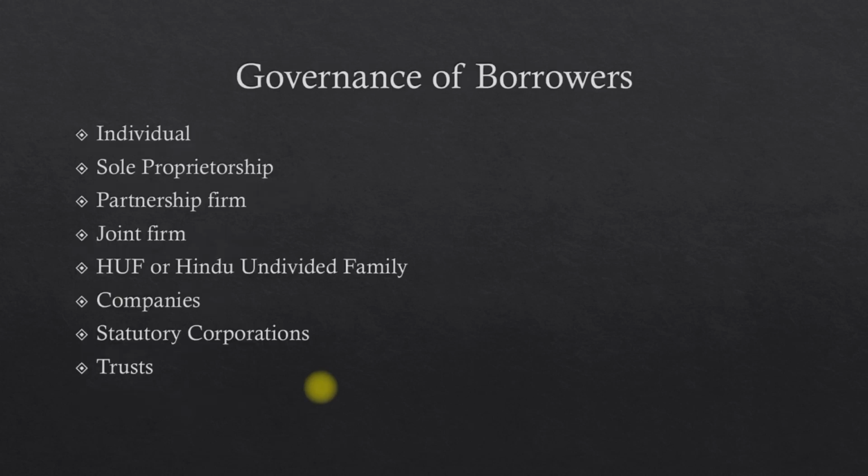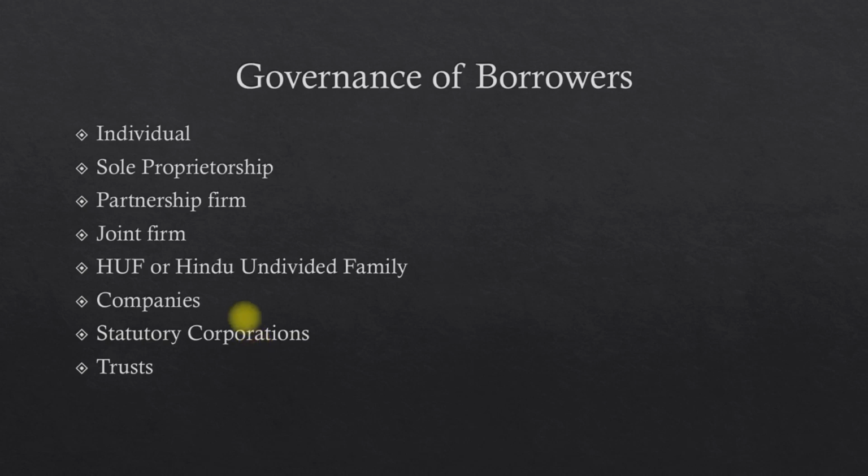Now, governance of borrowers. So what exactly it is? For credit management purposes, a set of borrowers are usually identified. Now these may be individuals, sole proprietorship, partnership firms, joint firms, HUF or Hindu undivided family, companies, statutory corporations, trust, etc. Now, the laws applicable in each case, we have to just mention, in the case of these borrowers, and thereby the governance of borrowers will be in effect.